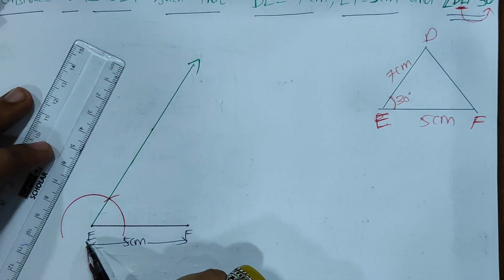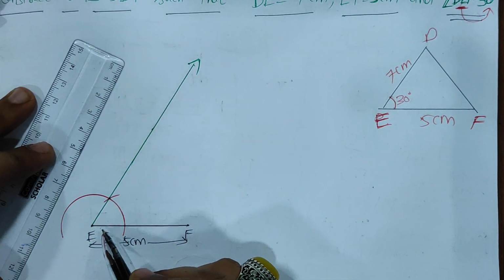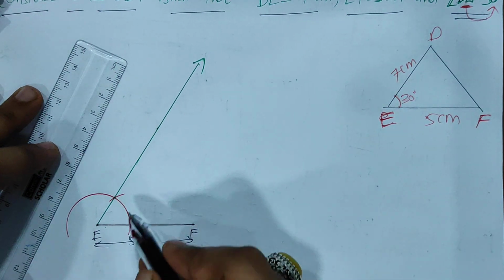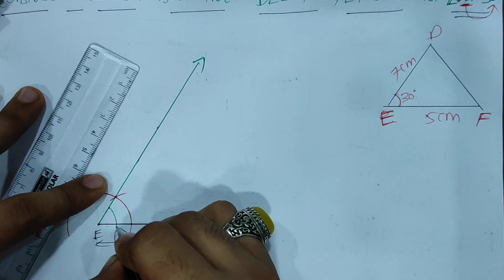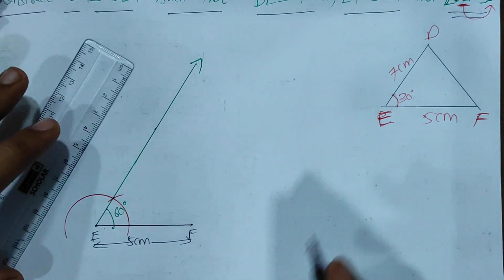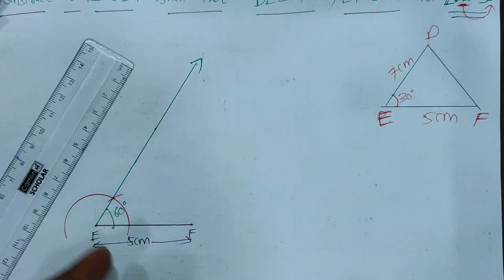Okay, now I can see that this point is E. And what I did, this is not 30 degree. Don't forget, this is 60 degree what I did. So always write on the spot. This is 60 degree what I did. I want 30 degree. How will I get that 30 degree? I have to bisect this.